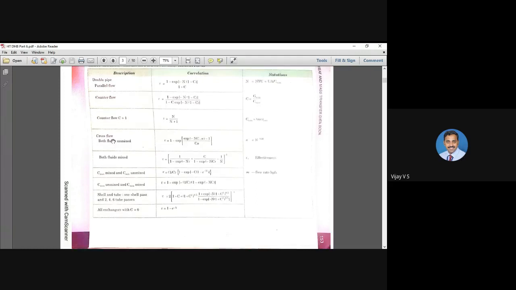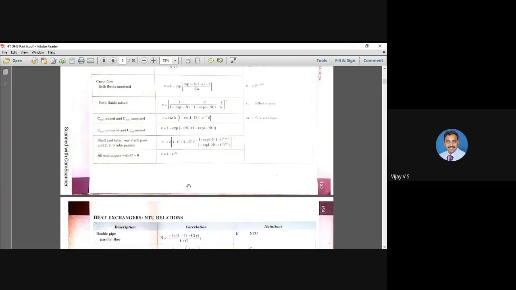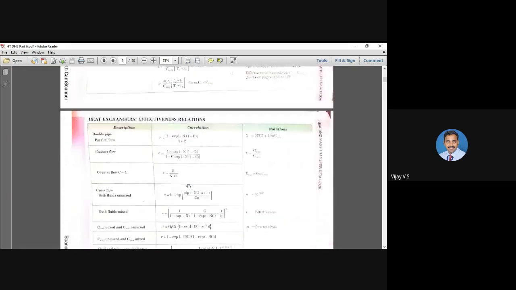Okay, for cross flow, how to use the effectiveness NTU relation? That is given here. Then the other formulas for shell and tube, for all these values it is given. Similarly, suppose sometimes we have to find out NTU. Effectiveness is known, capacity ratio is known, then how to find out NTU?